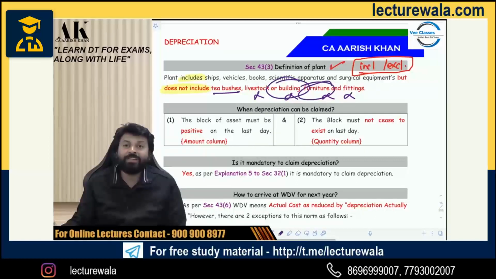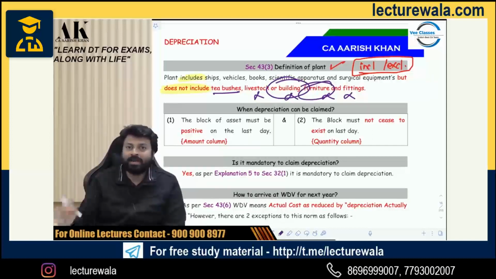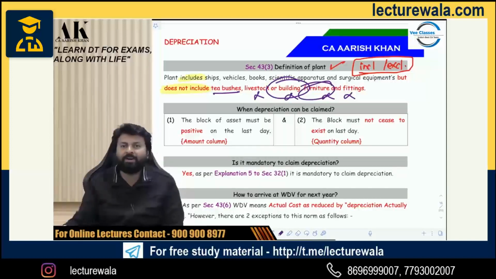So in that way, everything will become plant only. The government does not want everything to be called plant. Why? Because then everything will be depreciated at 15%. The government wants the building and furniture, etc. to be depreciated at 10% only, not at 15%. Okay, so there is a great logic behind it. I'm not getting into so much of that logic. It is a very old discussion of 2003.